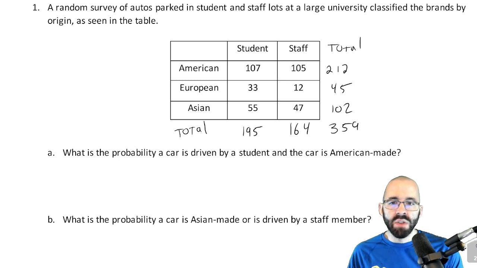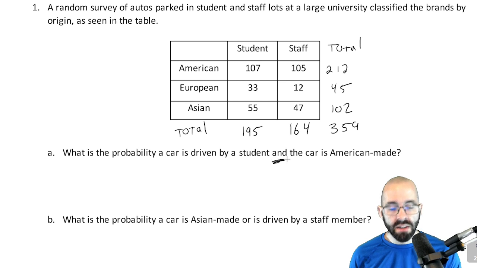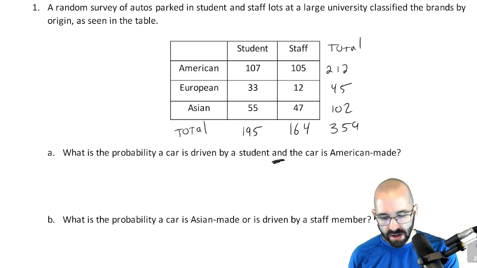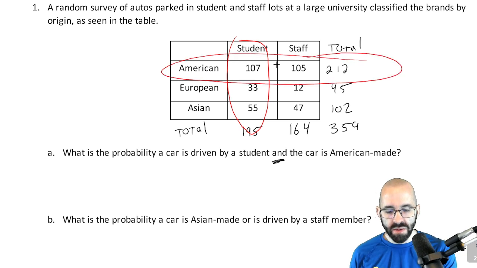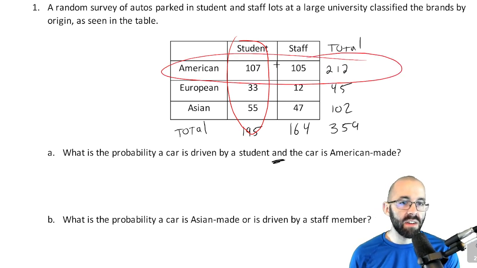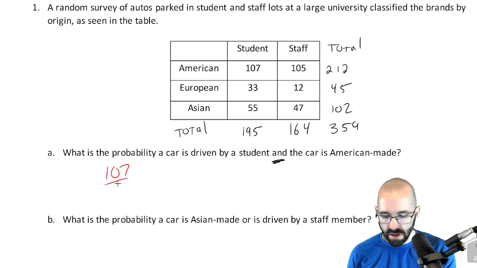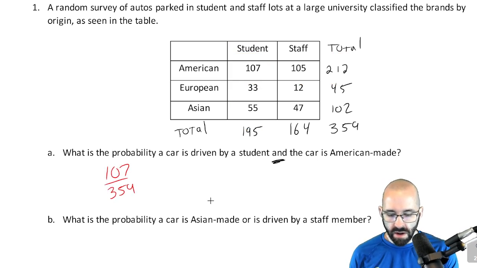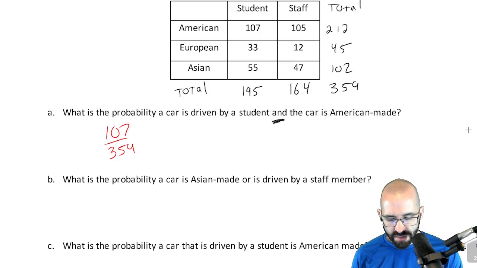Okay. So what's the probability a car is driven by a student and the car is American made? So driven by a student is these ones. American made is this one. There's 107 out of 359. And check to see whether that reduces or type it into a calculator. I'm not going to for this one.